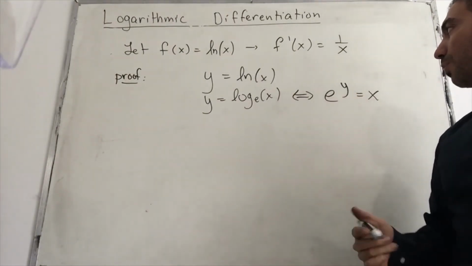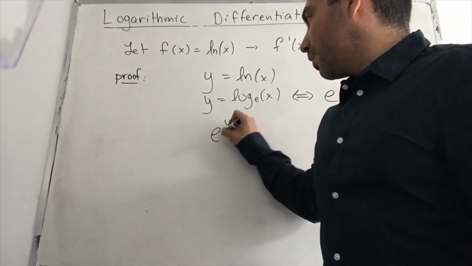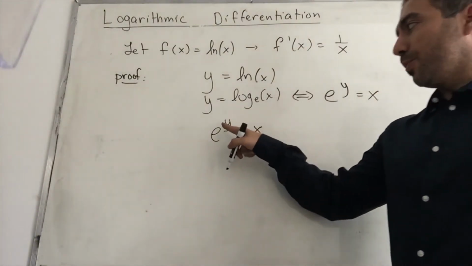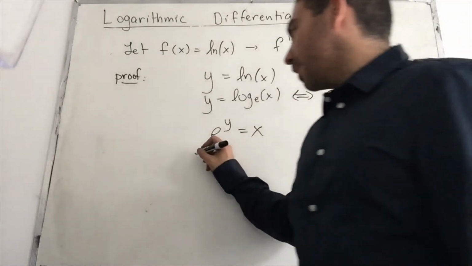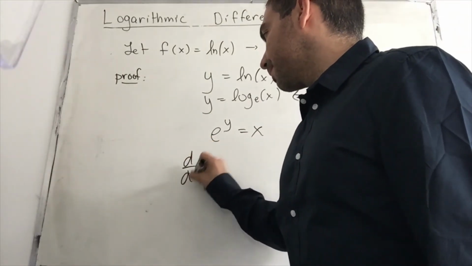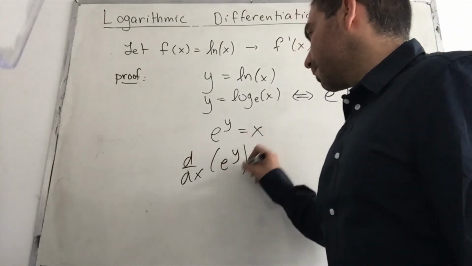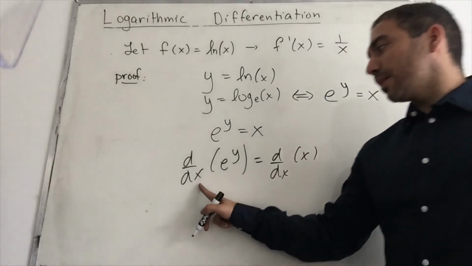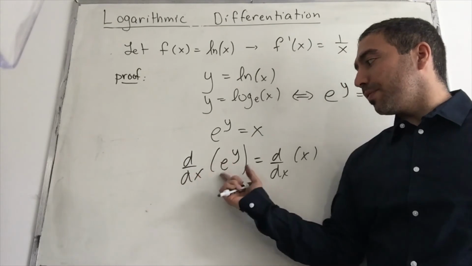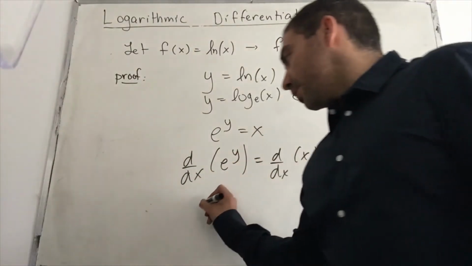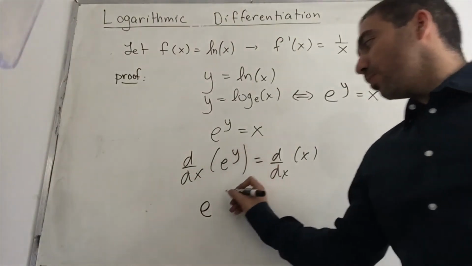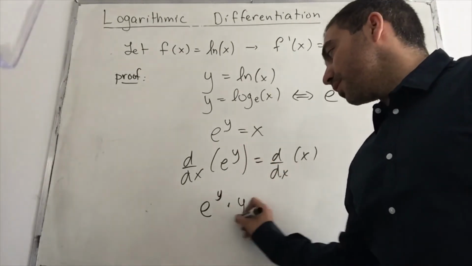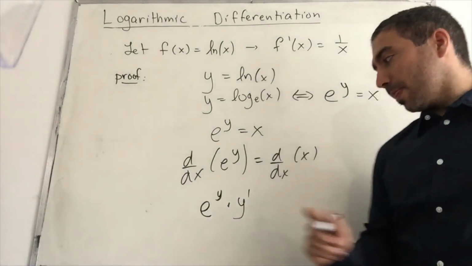Okay, now that we have e to the y equals x, we could solve this implicitly. So we have an equation written in terms of two variables. Let's derive both sides with respect to x. So the left-hand side is the harder side. Let's do this one. The derivative of e to the x is e to the x, but instead of x in the exponent, we have y, and then we have to multiply by the derivative of what's in the exponent, giving us times y prime.